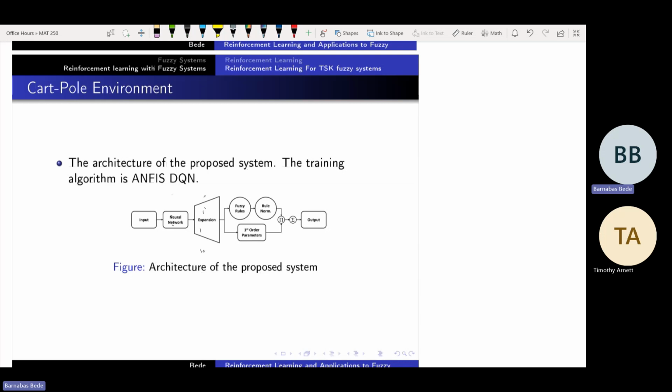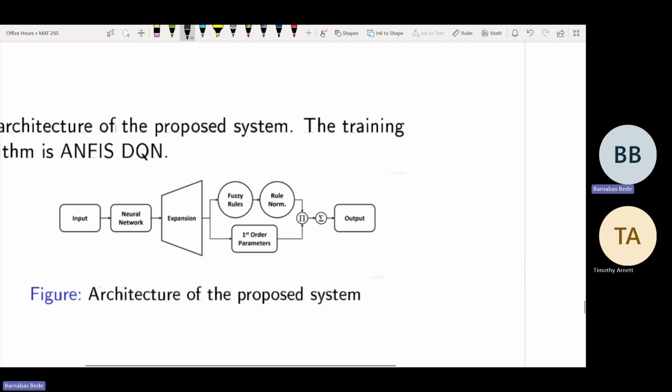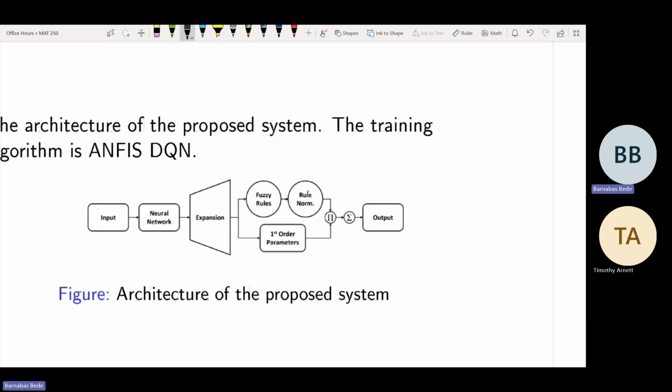With the neural network, you basically train the parameters. Of course, here you lose interpretability, but the tail of the network is still interpretable at this point. Yes. So here, for the tail of the network, you use an ANFIS. Basically, you have fuzzy rules that act out the policy based on the expanded variables, which are latent variables. Then you have rule normalization.